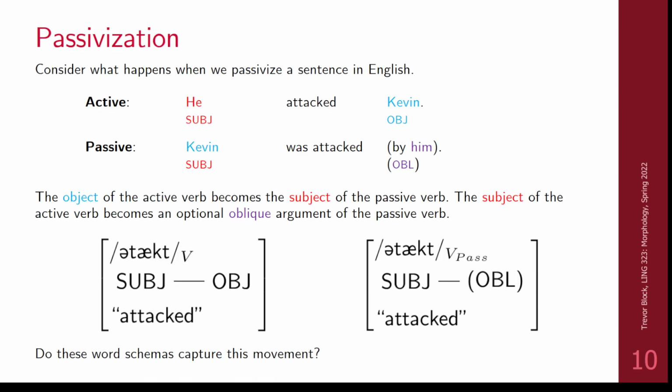So how can we do passivization? First, let's talk about passivization in English just so we know what's happening. We can take a sentence, "He attacked Kevin," and change it to a passive form, "Kevin was attacked," and then "by him," which is optional. So what's happening in this process is the subject is being optionally demoted. It's put in this optional phrase, so we can sort of just draw a little X through it as if it's optionally deleted. The object in the active moves up to become the subject of the passive.